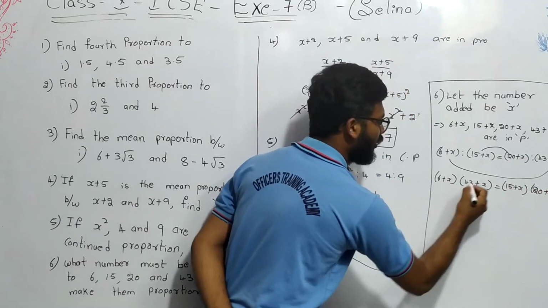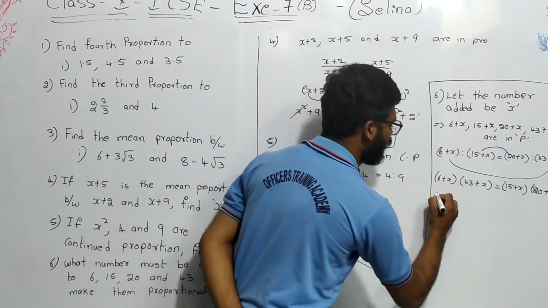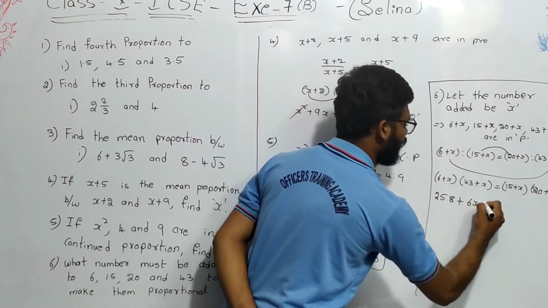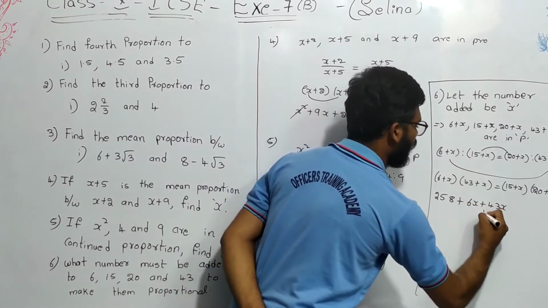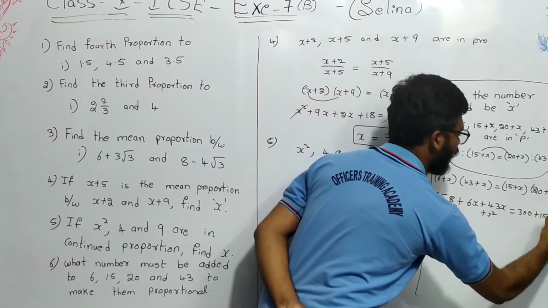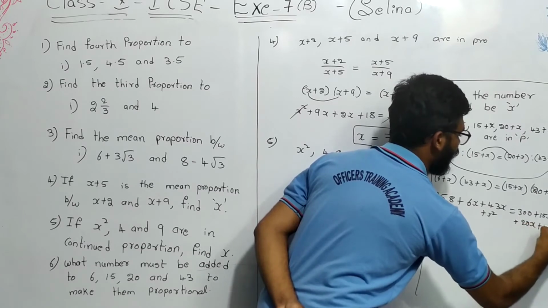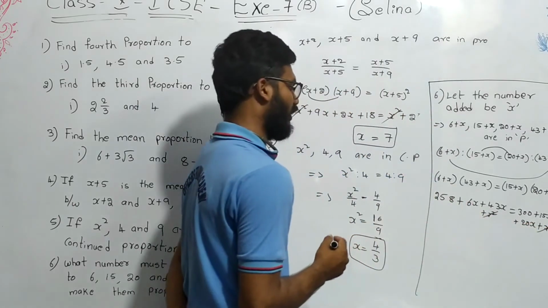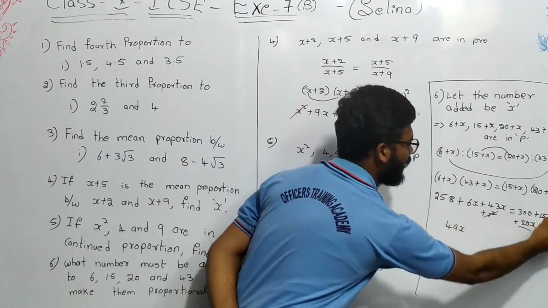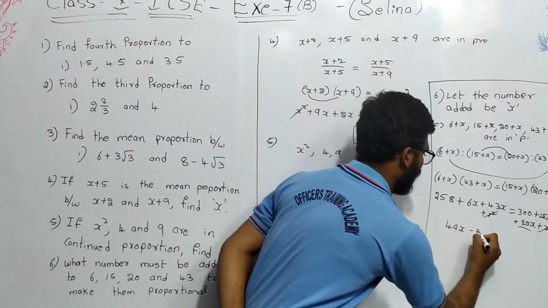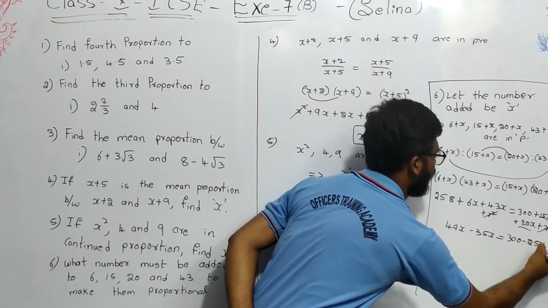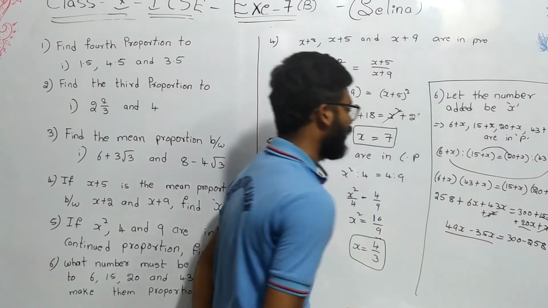So 6 into 43, 6 threes are 18, 24 carried, 258. So 258 plus 6x plus 43x plus x square is equal to 15 twos 30, 300 plus 15x plus 20x plus x square. So x square and x square will get cancelled. So 6x plus 43x is 49x, 20 plus 15 is 35. So minus 35x is equal to 300 minus 258.